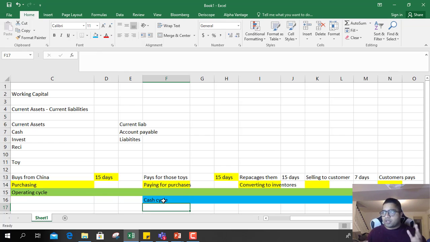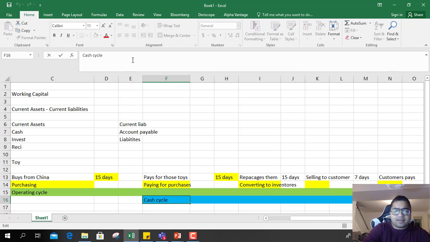So once again, what is the operating cycle? It's the whole cycle, right from putting a purchase order to getting the customer paying for it. And what is the cash cycle? Paying for those purchase orders and customers paying for it. Now sometimes this cash cycle can be negative.